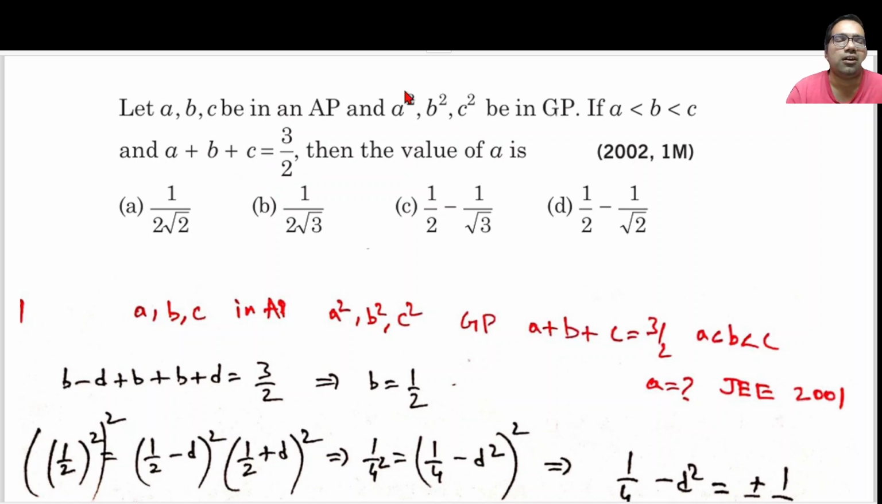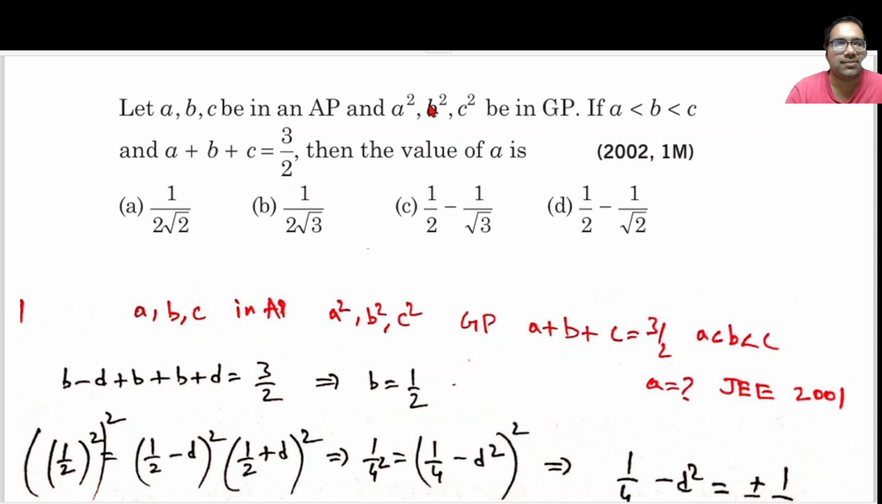Now, if B is half, what is A? A is B minus D, which is B minus half... sorry, B minus D, and C is B plus D, right? B is in the middle, and D is the common difference.